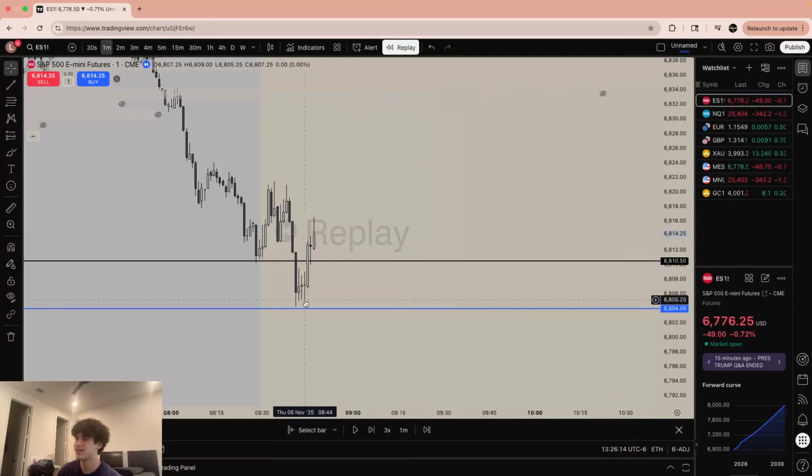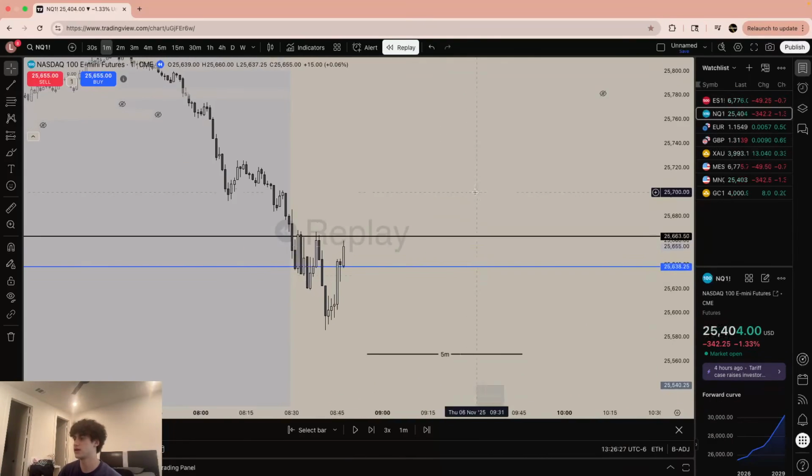And also because ES was this close to the draw and the draw was still intact, it's best not to take it. It's better always to wait for this low to get taken and then take the inversion. So this was not a very good setup that I took.